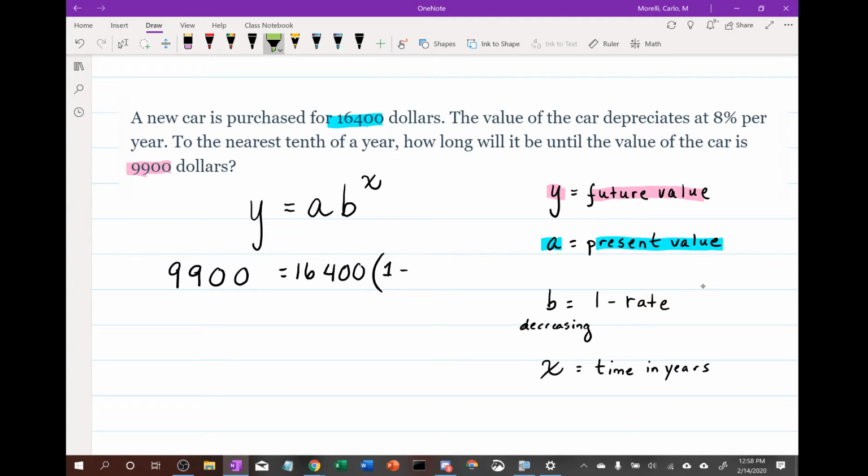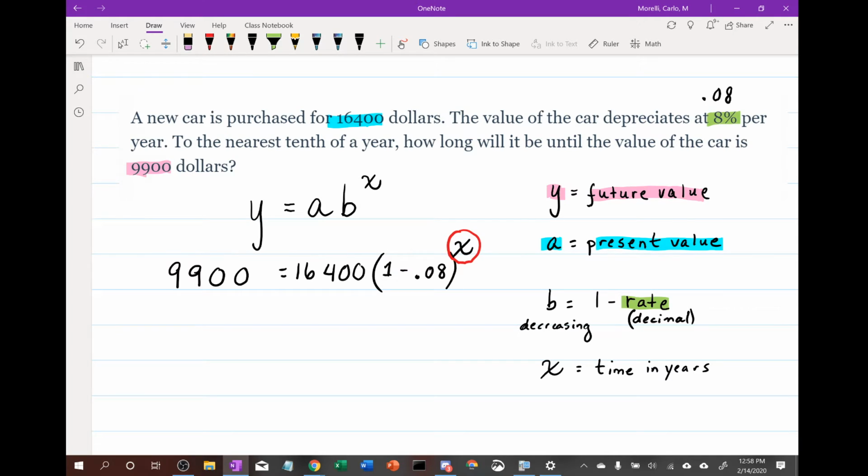Correct. But we can't write it the way it's given. We need to write it as a decimal. Close. Remember to write it as a decimal. So 8% is 0.08. Put down here 0.08. Close the parentheses and put the x there, because it's the same problem as before. We want to find x. We want to solve for x.